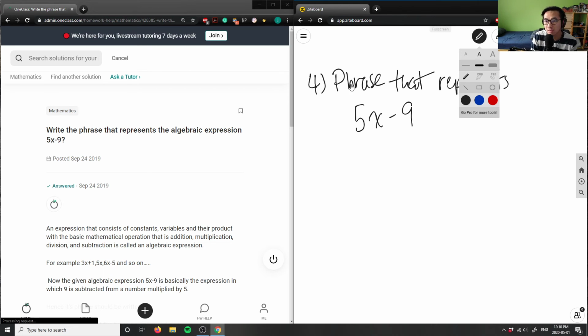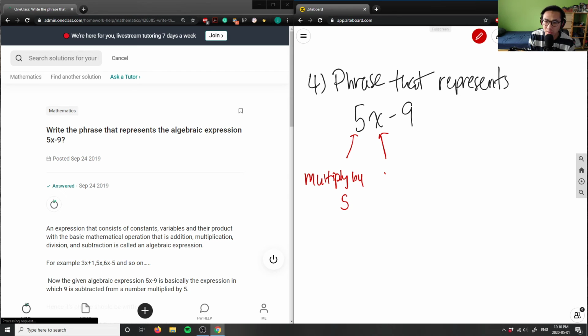So we have basically 3 parts to this. We have 5 here. If I'm going to do this in red, 5 here means I'm multiplying something by 5, right? I have an unknown here, so I can just write unknown, because I know x is my unknown. And finally, I have negative 9 here. In 5x minus 9, I am subtracting, or taking away, 9, right?